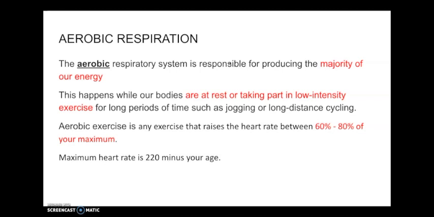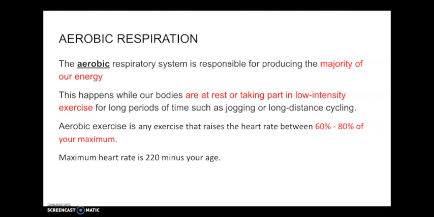So the aerobic respiratory system is responsible for producing the majority of the energy that we need. This happens while our body is at rest or taking part in low intensity exercise, so not extremely tiring, really difficult or really fast. So low intensity exercise happening for long periods of time, such as jogging or long distance cycling.